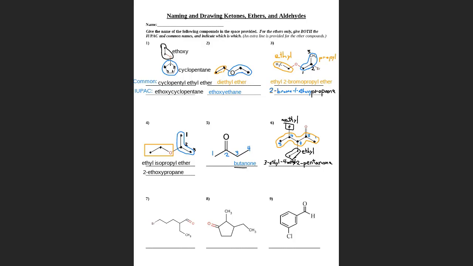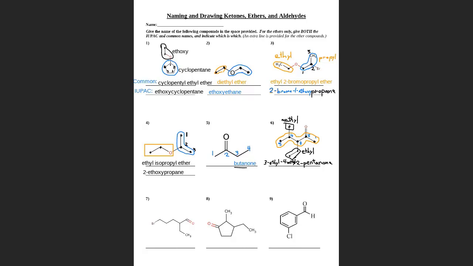Now, let's look at our aldehydes. For 7, 8, and 9, which of these three are aldehydes, and which of these three are ketones? Let's start with that. 7 is an aldehyde, very good. What about 8? I think 8 is as well.